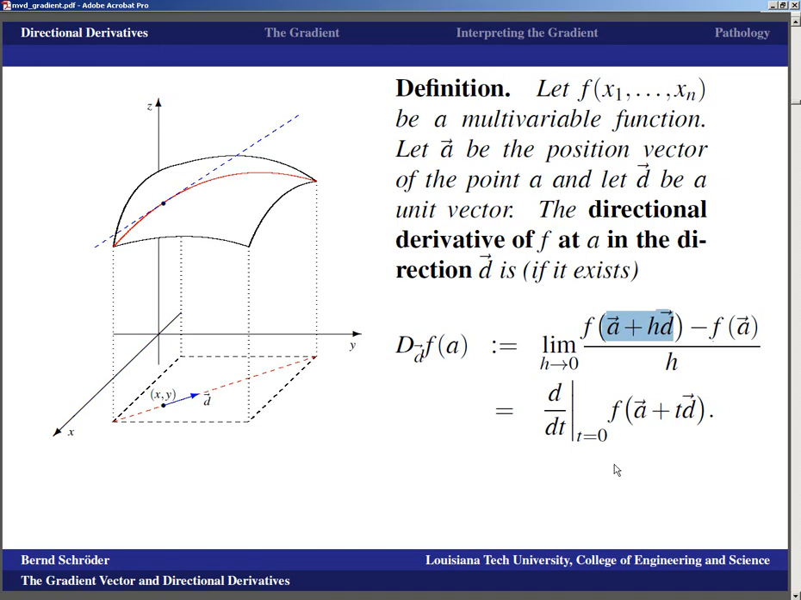And that then also certainly brings us to this interpretation here that we're also going to use. Because basically what we have done is we have taken the function f and we have plugged in the function a plus t times direction d, which is a straight line. And if we take the derivative of that thing at t equals 0, well, at t equals 0 we get f of a. And if we set up the difference quotient, then at t equals h we get f of a plus h times d. And dividing by h gives us exactly the difference quotient that we would want to have for this function of t.